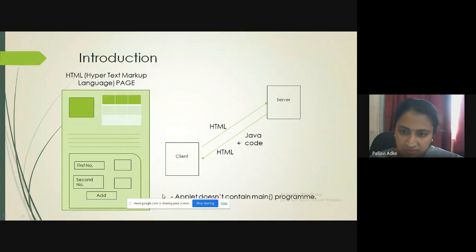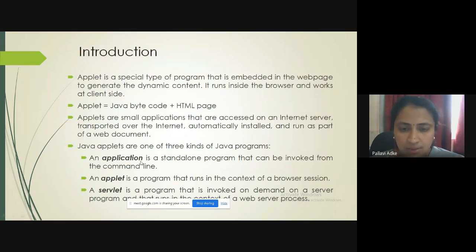Combined together, it is sent to the client side, and when it comes to the client side, the client will open the browser and these two things will run automatically. This Java code will run automatically on the client side. That is called an applet. So Java applets are one of the three kinds of Java programs.